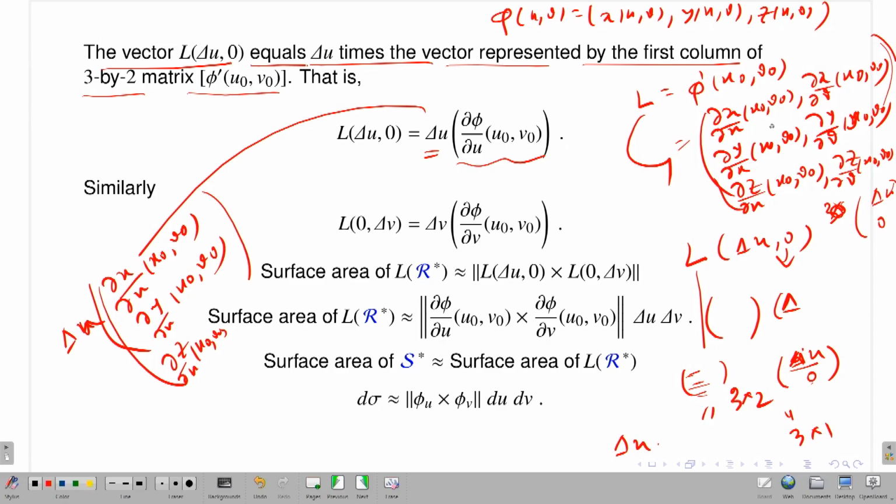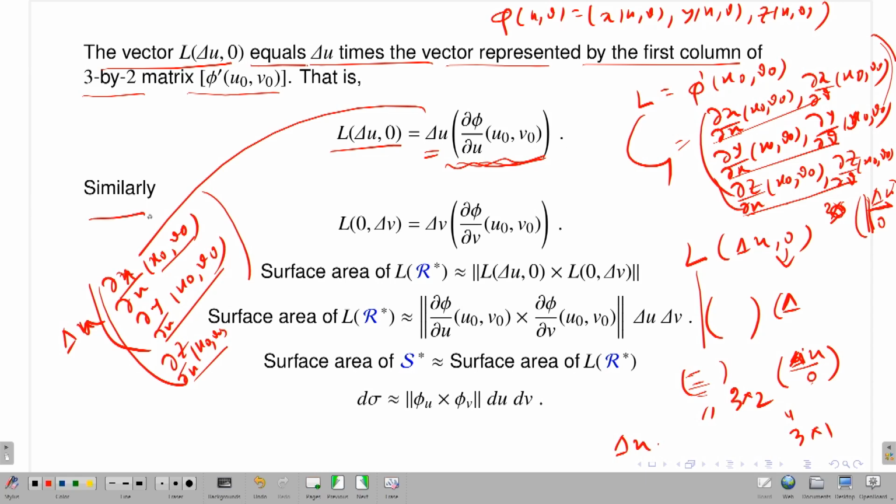If I have (δu, 0) and hit it with the first row, only ∂x/∂u times δu will survive. Then the next row, ∂y/∂u times δu will survive. Finally, ∂z/∂u at (u₀, v₀) times δu will survive. So if I take δu outside, it is nothing but δu times the vector (∂x/∂u, ∂y/∂u, ∂z/∂u) at (u₀, v₀). This is the exact expression of the action of L on the vector (δu, 0).